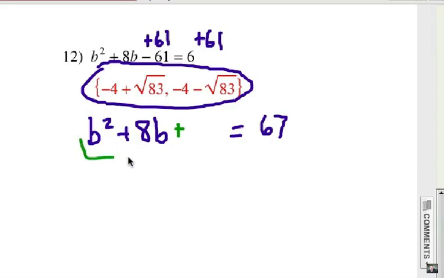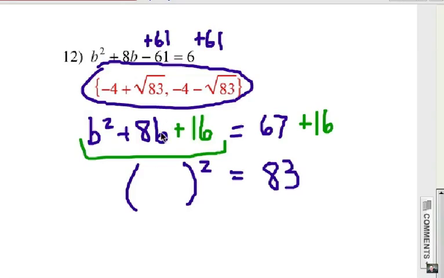So we want to make a perfect square trinomial right here, and we complete the square by adding what? Well, take half of 8, that's 4, but don't forget to square it, that's 16. All right, half of the 8 and square it. Now if I add 16 there, I have to add 16 on the right. So here's what we have. To factor this perfect square trinomial here, it's b plus, take the square root of 16, which is 4, or take half of the 8, which is also 4. So b plus 4, quantity squared.